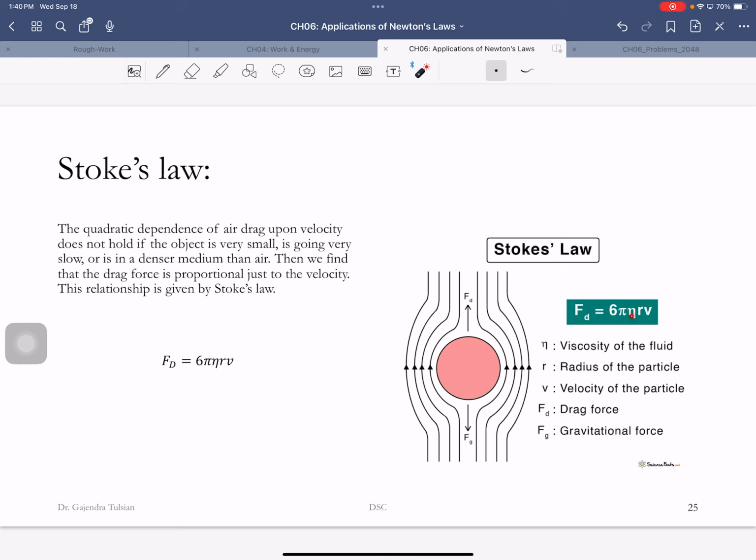Viscosity for honey is greater than viscosity for water, so drag forces in honey would be greater than in water. R is the radius and so on. So this is Stokes' law for small objects in a denser medium than air.